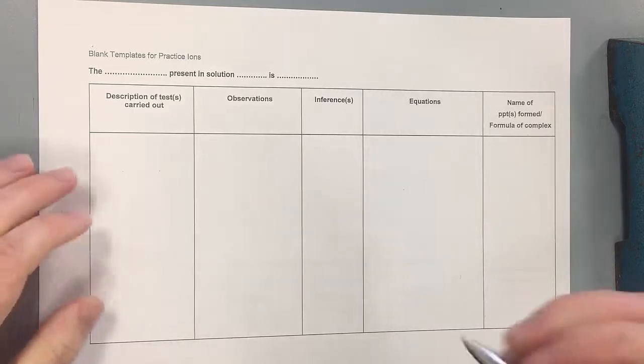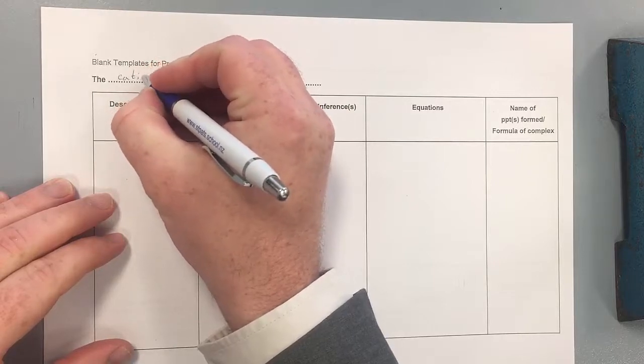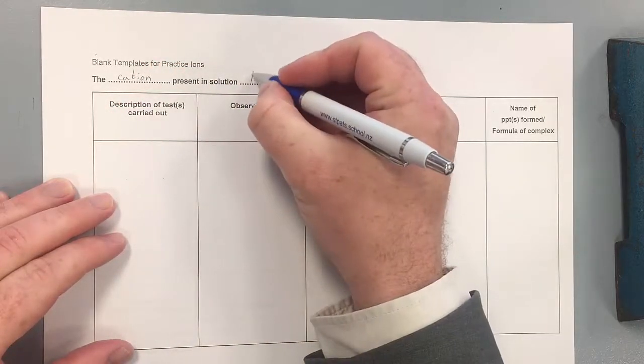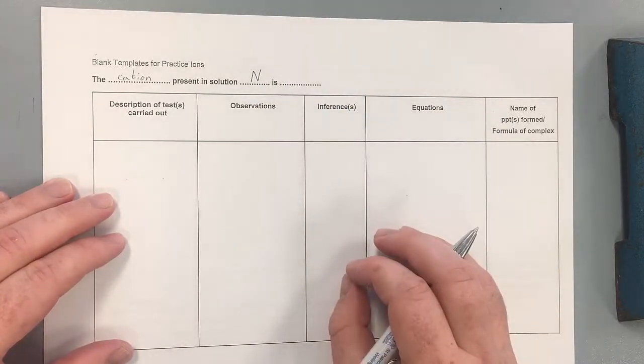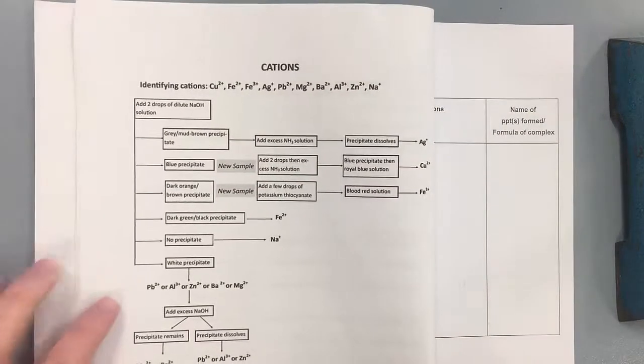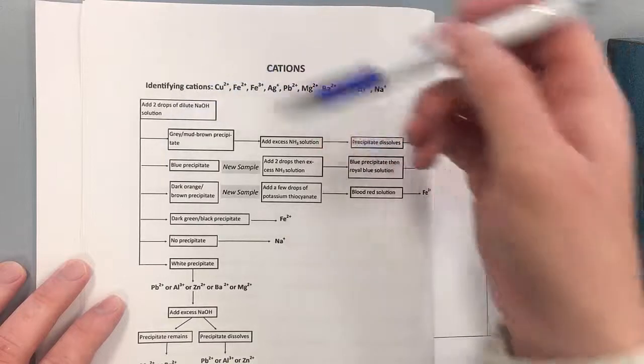Okay, so we'll do the cation test first. I'm going to write in the cation present in solution N, and then we'll write this answer in once we've figured it out. So the first test that we always do with identifying cations is to add 2 drops of dilute sodium hydroxide solution.